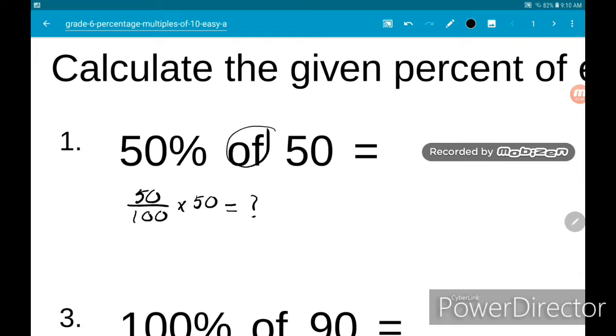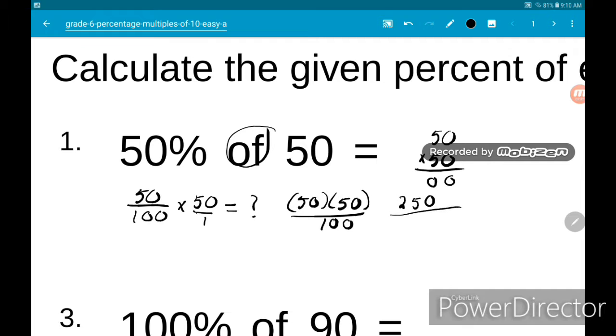If we just multiply across, because this is multiplication, 50 is like 50 over 100, and the other 50 is 50 over 1. So it's 50 times 50 over 100. Some of you can do it probably in your head, but 50 times 50, worst case, you multiply it out. We add straight down. If you don't know how to do it in your head, worst case, you multiply it out.